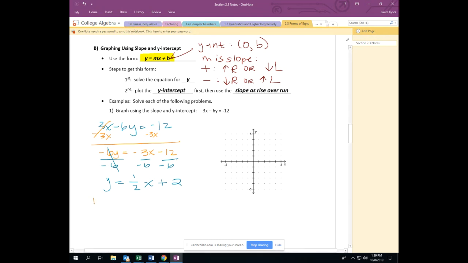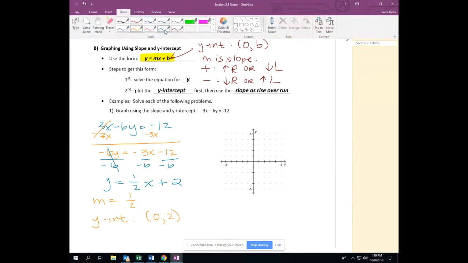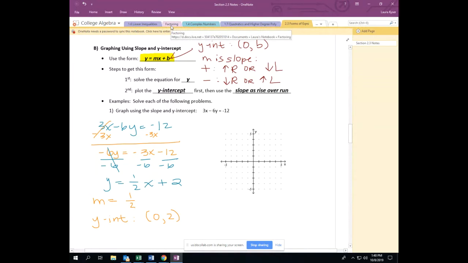So I'm going to name both of them. Slope is 1/2. The y-intercept as an ordered pair is (0, 2). And those are the only two pieces of information that I'm going to need to create my picture.